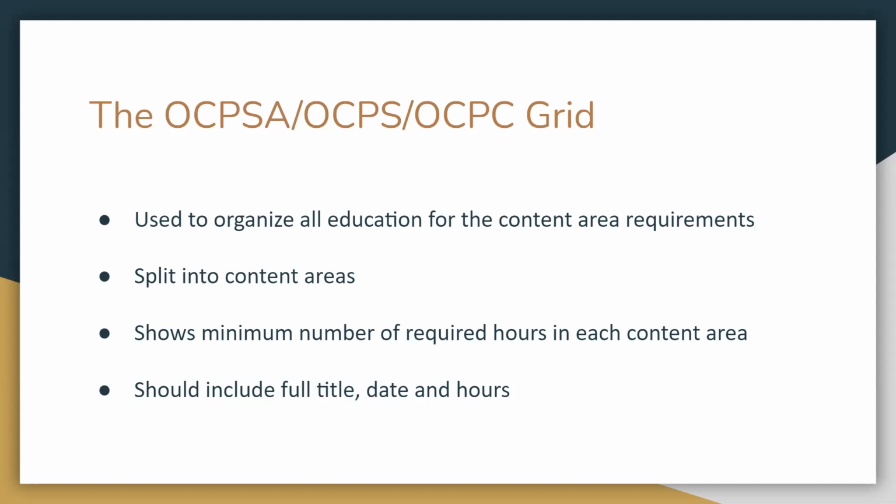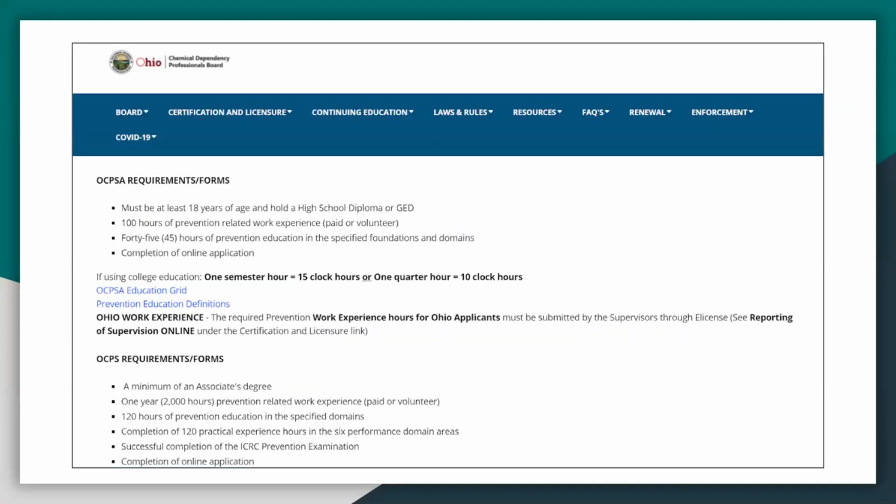Now, I've had some people who say, well, I got the minimum and everything, but you have to make sure that you've got the minimum overall, because if you just get the minimum in each one of those areas, you're not going to get all the way to what the minimum overall is. So make sure that obviously you get those minimums in each content area, but you're going to need more in some of those to get to that total number. When you are filling it out, make sure that you put that full title of the course, the date, and the number of hours. So let's delve a little bit more into the grid.